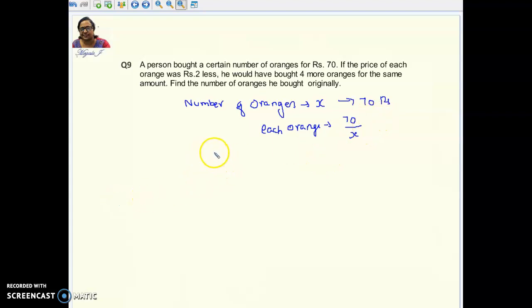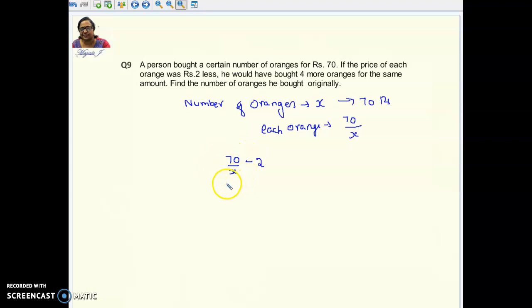Okay. Now what is given here is, if the price of the orange was 2 less. So what is the price per orange? You have seen that the price of each orange is nothing but 70 by x. Now the price is 2 less, so subtract 2 from this. This is going to be the price.